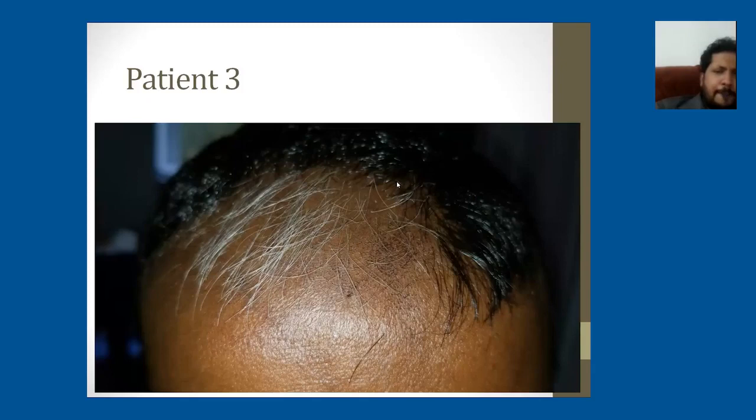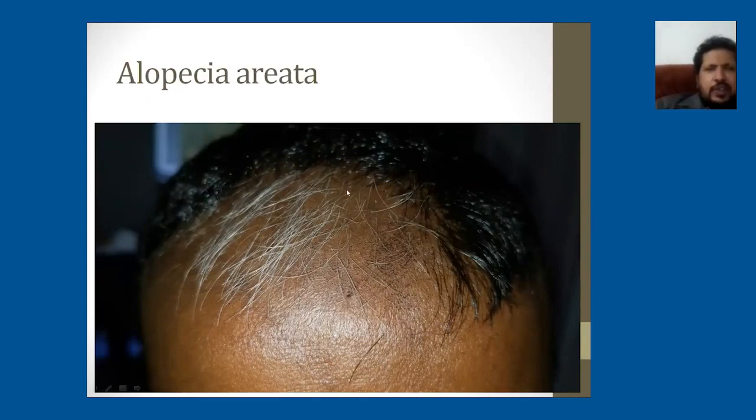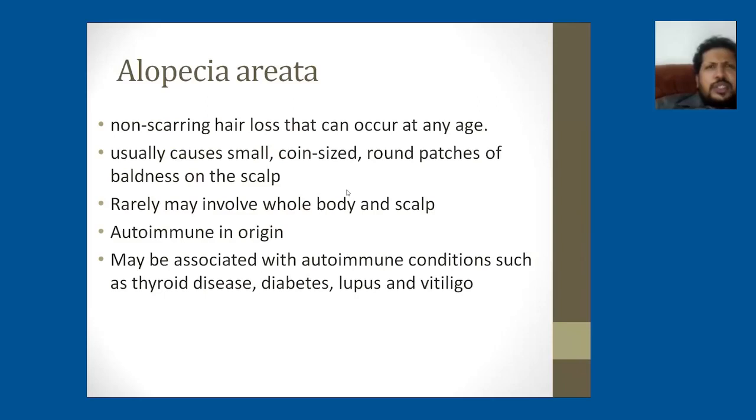Any guesses? So it's a non-scarring focal alopecia. So this is actually alopecia areata, right? It's a non-scarring alopecia that can occur at any age. Usually it's very focal, but rarely it can involve the whole body and the scalp. It's autoimmune in origin and can be associated with other autoimmune conditions such as thyroid, diabetes, lupus, and vitiligo.